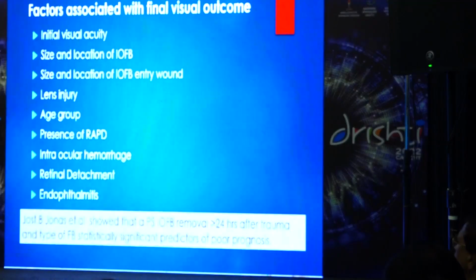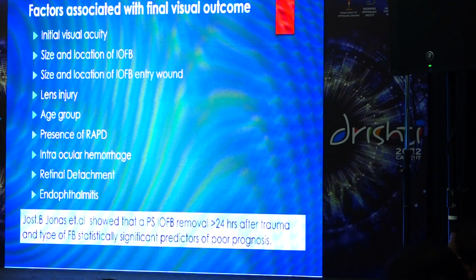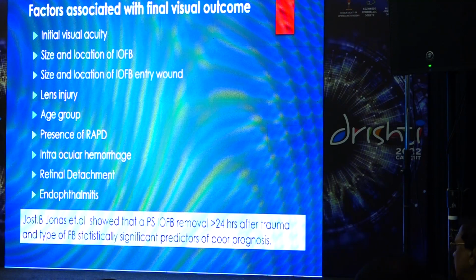Now coming to the prognostic factors, initial visual acuity, if it is better, better prognosis. Size and location, larger the size of the foreign body and posterior location are considered to be poor prognostic factors. Size, larger the entry wound, and if the foreign body is entering through the sclera, this is again a poor prognostic factor. Lens injury, if it is present, it is a poor prognostic factor. Younger the age group, worse the prognosis.